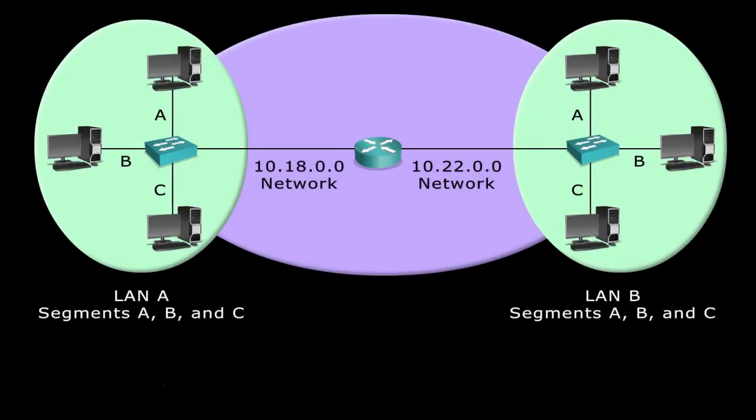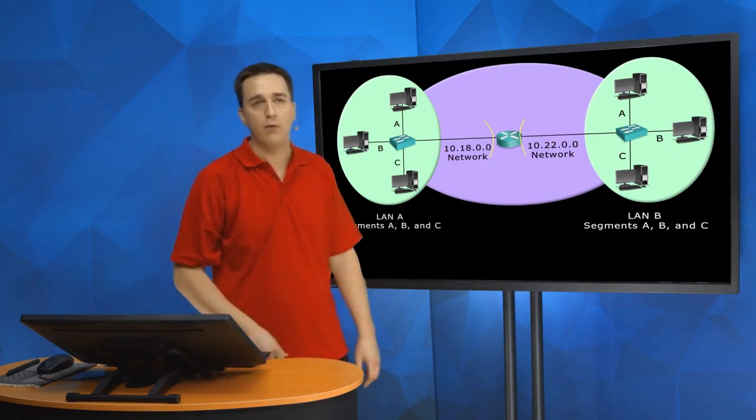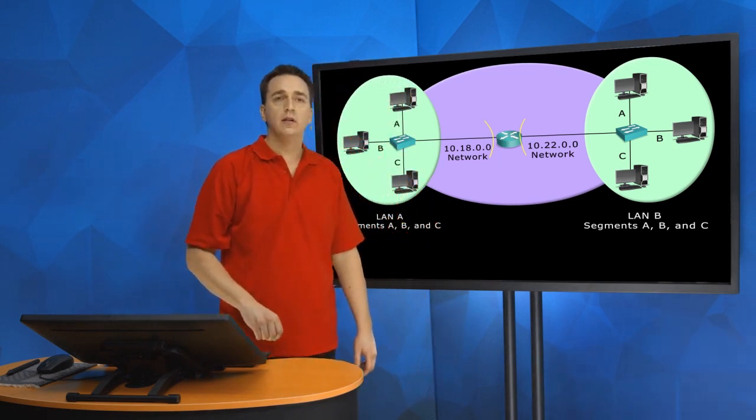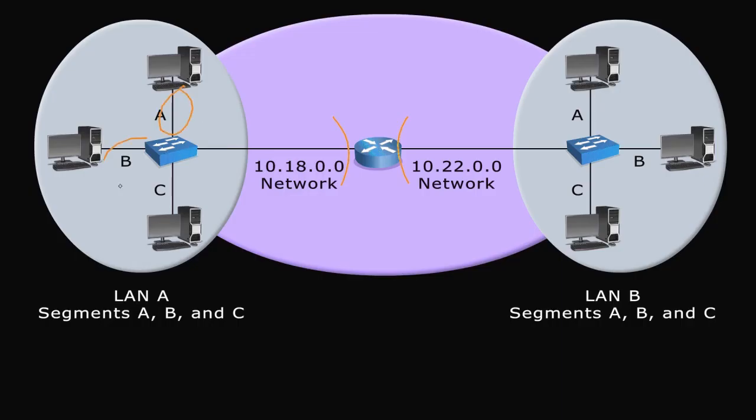So look at this example here. We have two different LAN, local area network segments, two different broadcast domains here. One of them is the 10.18.0.0/24 network, and the other one is the 10.22.0.0/24 network. We have multiple collision domains. 1, 2, 3, 4, 5, 6, 7, 8 different collision domains. 2 different broadcast domains in this example.